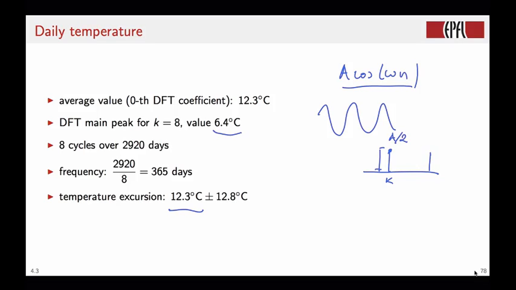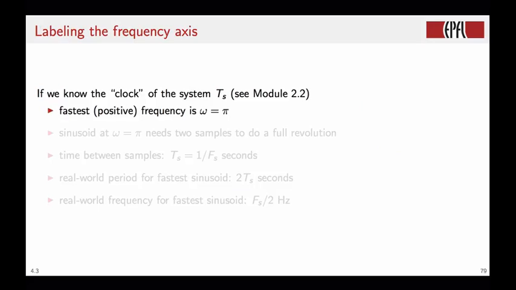So this is a second example in which, in order to find the real-world frequency of a certain DFT component, we take the total length of the signal and we divide by the location of the peak. This is actually a general method to label the frequency axis of a DFT plot, and it will be very useful in the future when we start analyzing generic signals that have been sampled in a variety of contexts.